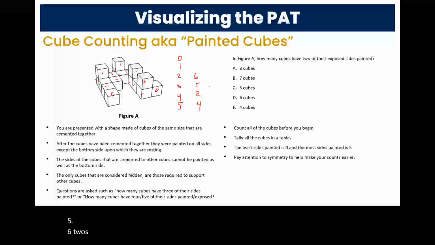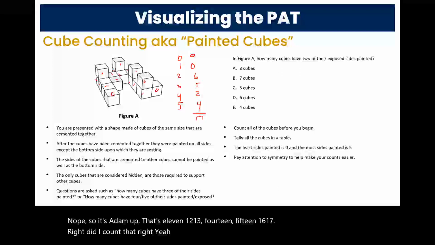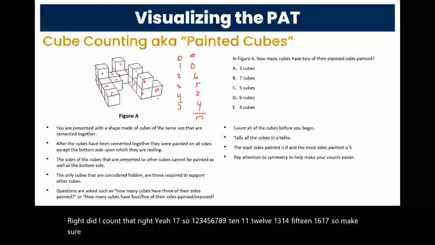Any 1 sides? Any no sides? Nope. So let's add them up. That's 11, 12, 13, 14, 15, 16, 17, right? Did I count that right? Yeah, 17. So make sure you tally it up right at the end to make sure you're good.